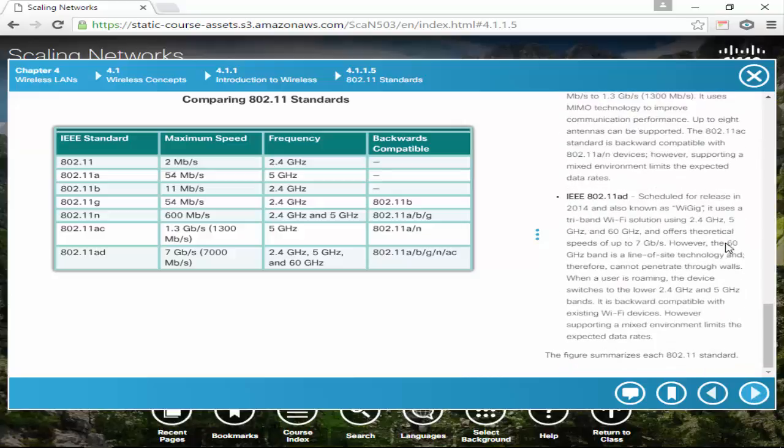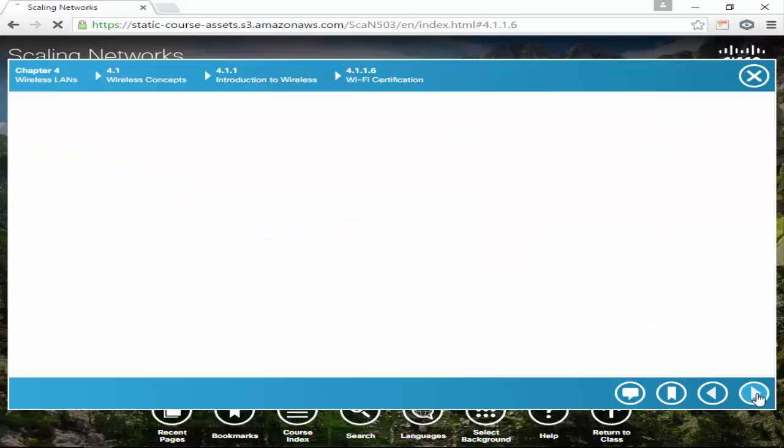Well, let's see what it says about AD now. Scheduled for release in 2014 and also known as WiGig, it uses a tri-band Wi-Fi solution using 2.4, 5 gigahertz and 60 gigahertz and offers theoretical speeds of up to 7 gig. Notice that's 7 gig. They have waves of this technology where it gets faster and faster. However, the 60 gig band is a line of sight technology and therefore cannot penetrate through walls. When a user is roaming, the device switches to lower 2.4 and 5 gigahertz bands. It is backwards compatible with existing Wi-Fi devices. However, supporting a mixed environment limits the expected data rates. Okay.